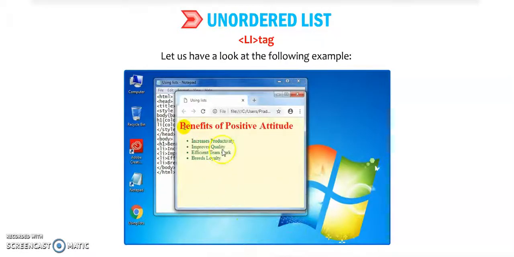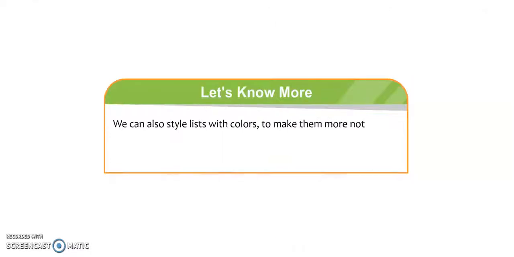You can see this is the output: Benefits of Positive Attitude. We have given the red color, and this is our bulleted list. So this is the output. This is the unordered list. There is no order, so for a no-order list, we can use bullets. Now there is one more point to know.